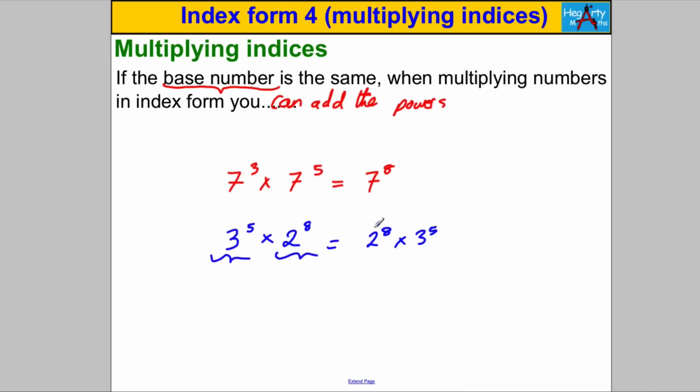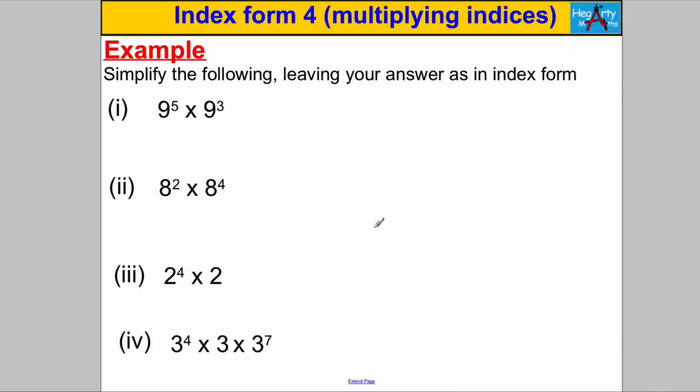The base number's the same, you can add the powers. Let's try some questions. Simplify the following, leaving your answer in index form. 9 to the power of 5 multiplied by 9 to the power of 3 is going to be 9 to the power of 5 add 3, which is 8. 8 squared multiplied by 8 to the power of 4 is going to be 8 to the 6.